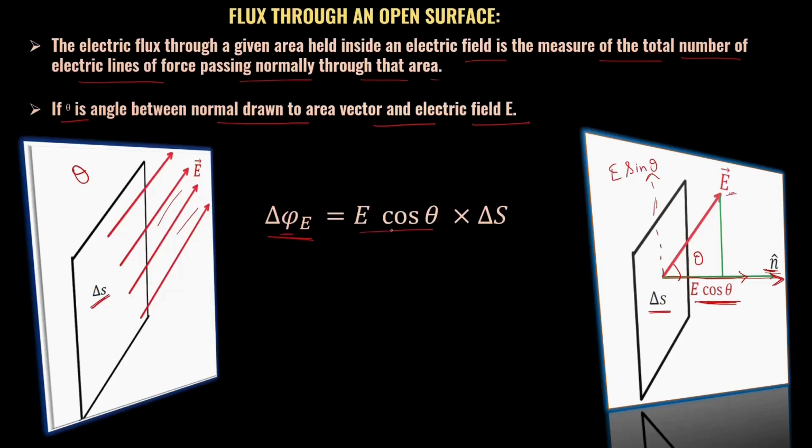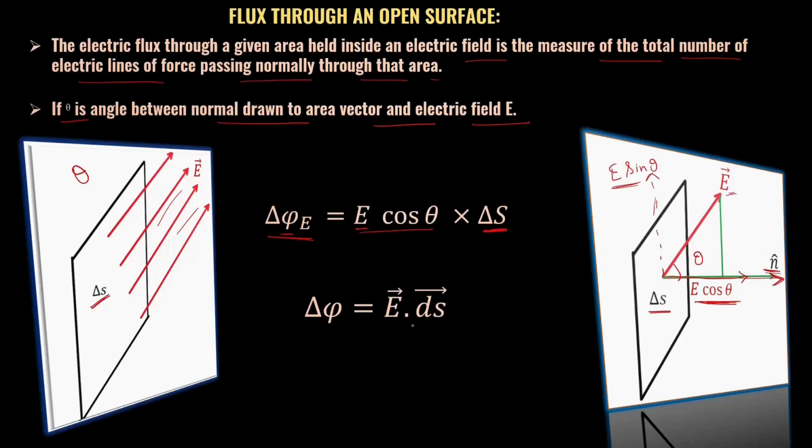It is those components that are crossing the surface area in a perpendicular direction only. We have to neglect the E sin theta components of the electric field. Whatever area the field lines are crossing, that area we have to multiply. Now we know that since E is a vector and area also we have represented as an area vector with the help of the normal vector.